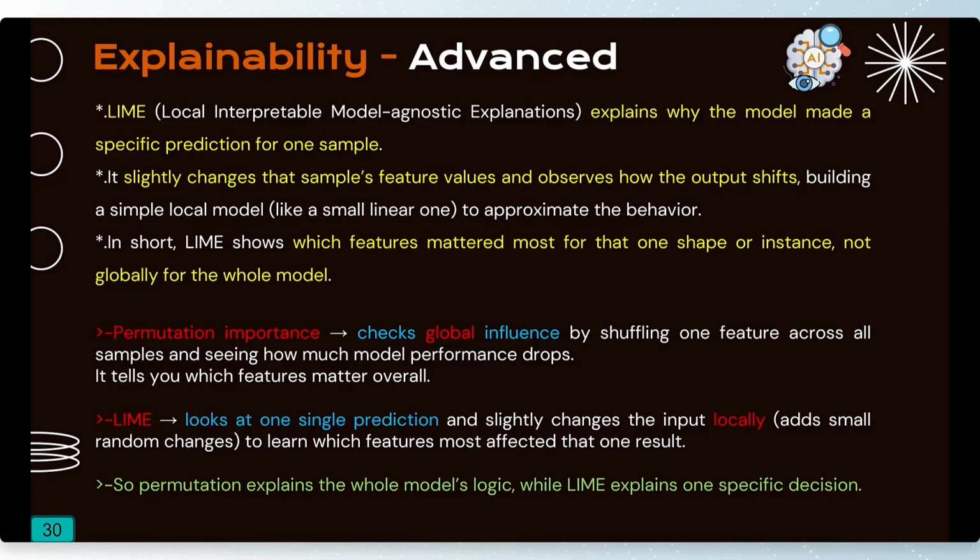So basically, permutation importance checks global influence by shuffling one feature across all samples and seeing how much model performance drops. It tells you which feature matters overall. LIME looks at one single prediction and slightly changes the input locally, adding small random changes to learn which feature most affected that one result. So permutation explains the whole model's logic, while LIME explains one specific decision.